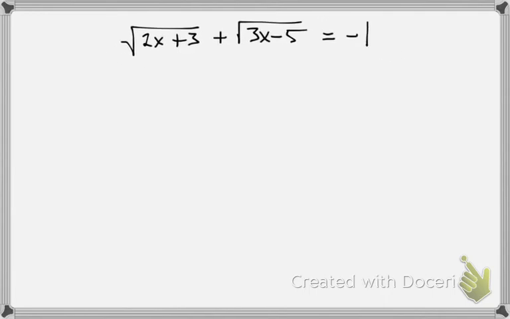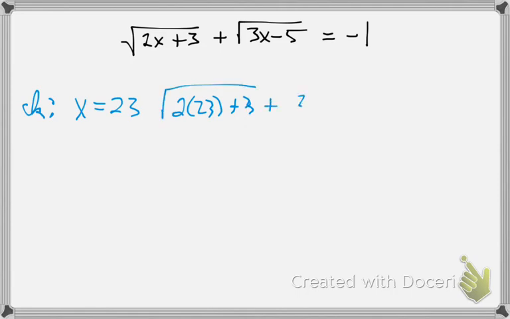So here we go. Back to our original. Square root of 2x plus 3 plus square root of 3x minus 5 set equal to negative 1. Who do you want to check first? You guys are bold. I like it. You're going to knock those big targets out first. So 2 times 23 plus 3 under a square root plus 3 times 23 minus 5 under a square root set equal to negative 1.